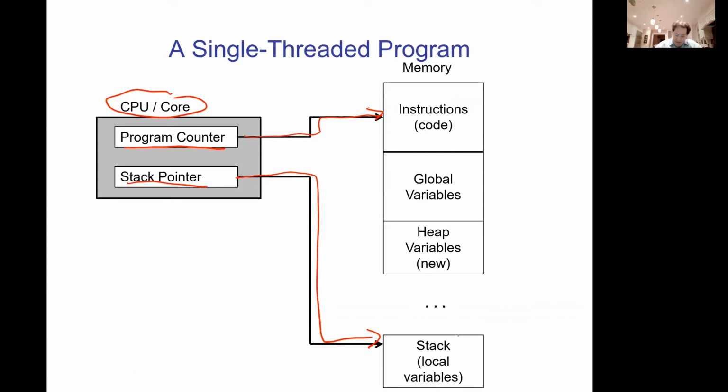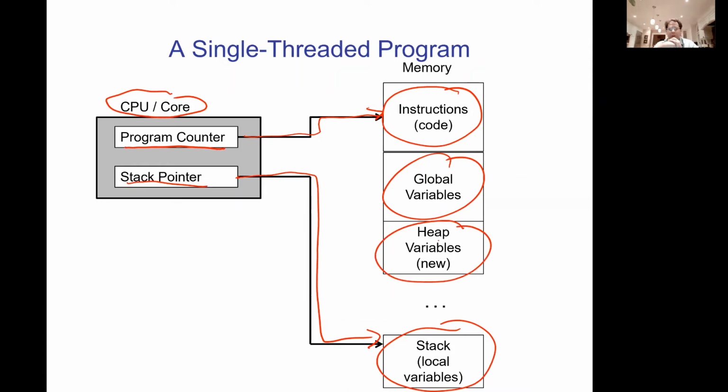In memory, we have, as I said, a stack that stores all the local variables for your various functions. We have all of the instructions that are the code of your program. What is it going to do? We have global variables, and we have what are called heap variables. Heap variables are everything that you created with new or malloc.